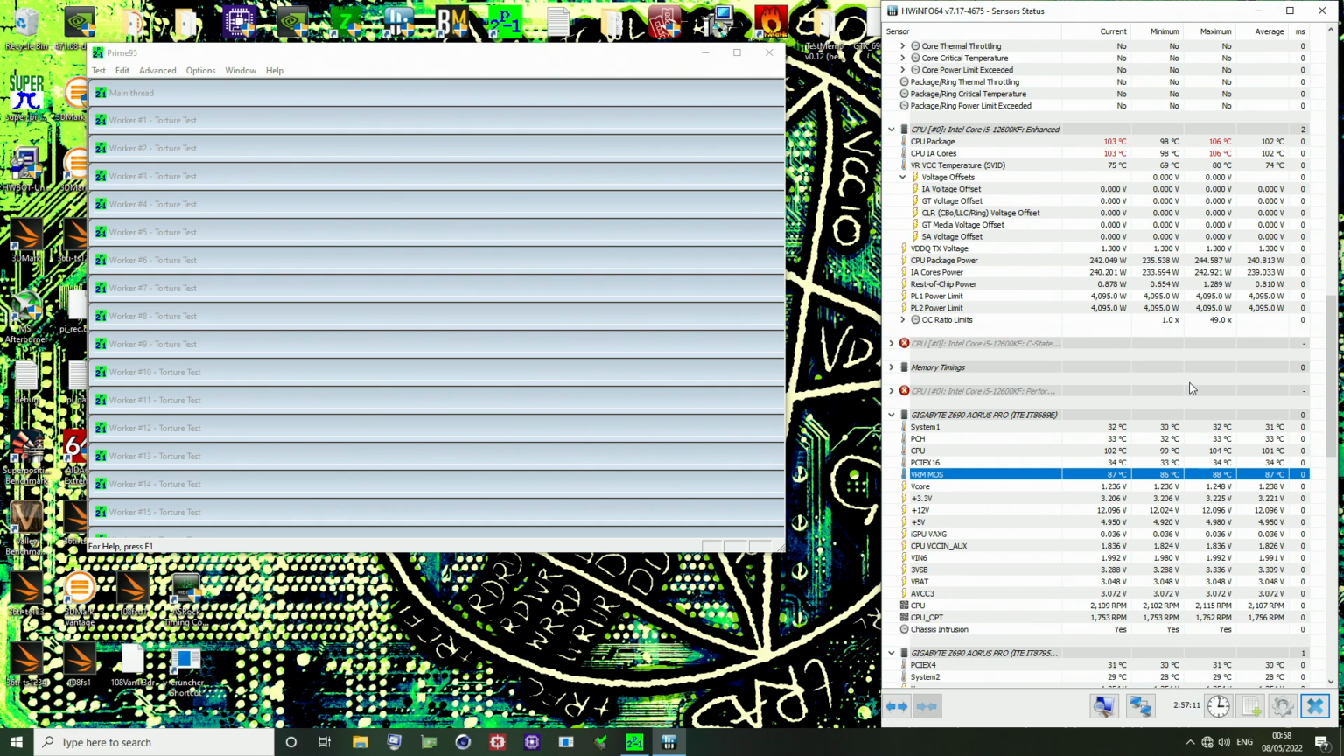Whereas here, this is viable, it's not borderline. Borderline is if we were approaching 100 degrees Celsius. We're not doing that. We're under 90, so in my opinion this isn't borderline. But with a 12900K, I don't think it would even be borderline. I think it would be straight up well over 100 degrees Celsius, which would not be ideal.